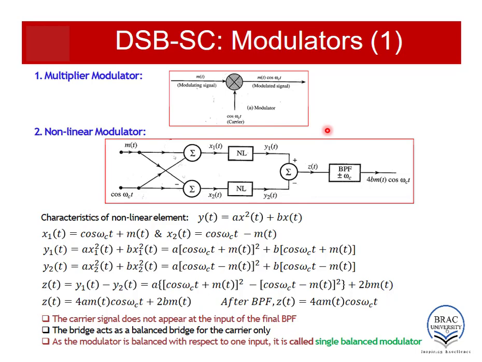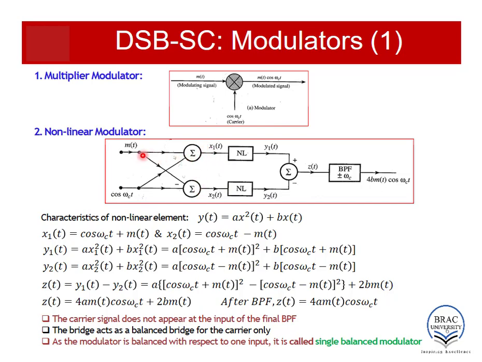Let's talk about another type of modulator, which is the non-linear modulator. The block diagram may seem a bit intimidating, but let me explain what is happening here. As usual, there are two inputs. The first one is the message m(t), and the other one is the carrier, cos ωct. Then there are two summer blocks. This summer block sums the two inputs it receives.